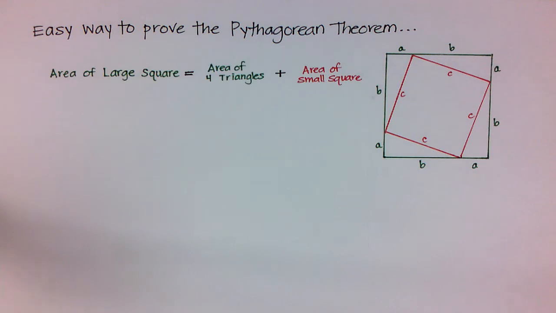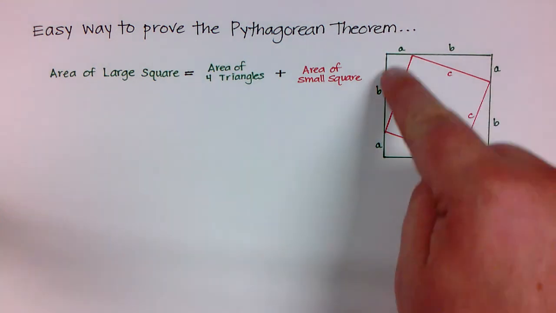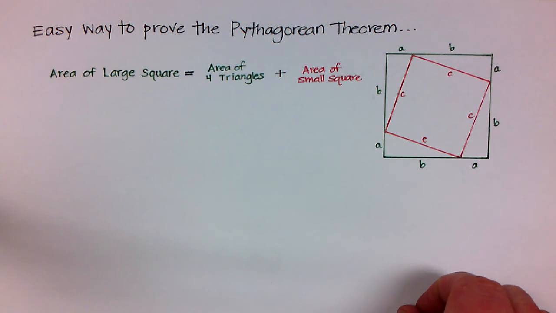So we would say that the area of the large square is equal to the area of these 4 little triangles plus the area of this red smaller square. Okay, so let's just go ahead and do this.